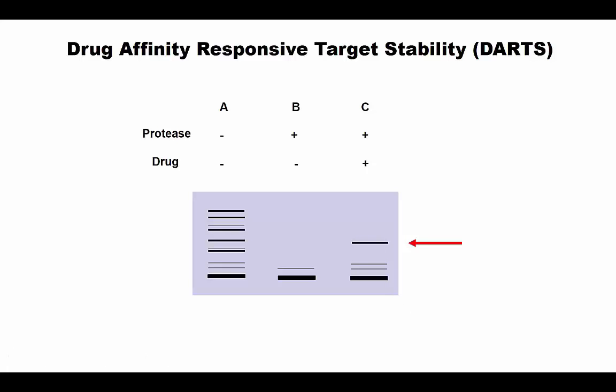So if you are lucky, without doing any SAR study, by just adding your molecule to the cell extract, you have a chance to find your target protein utilizing this enhanced stability.